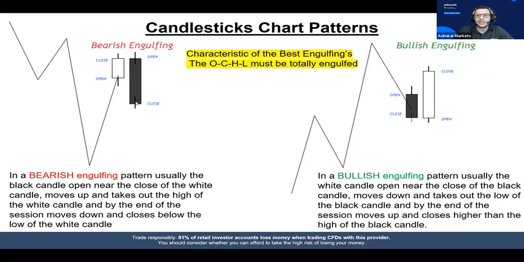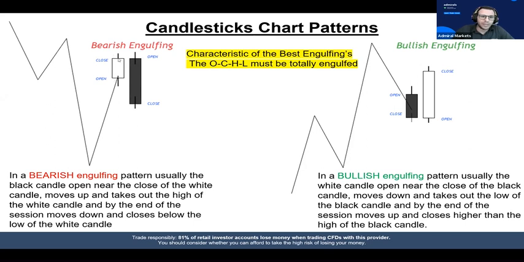So first, let's have a look and see the anatomy of a good engulfing. I will start from the characteristics of the best engulfings. And one of the characteristics I use, and I am very strict with that, is I want the open, the close, the high, and the low of the previous candle to be completely engulfed by, of course, the engulfing.